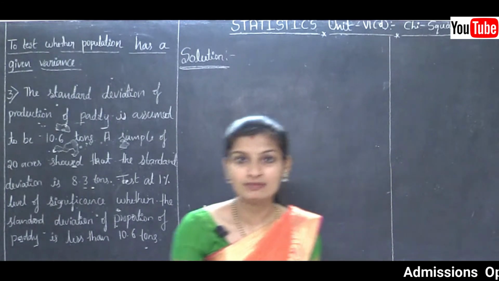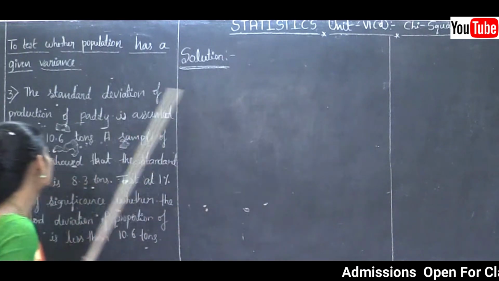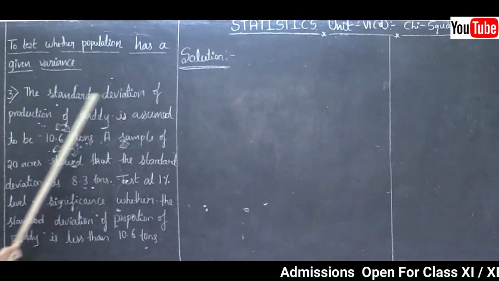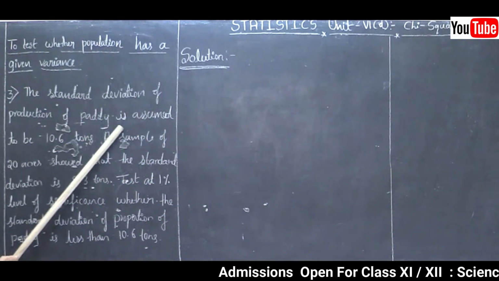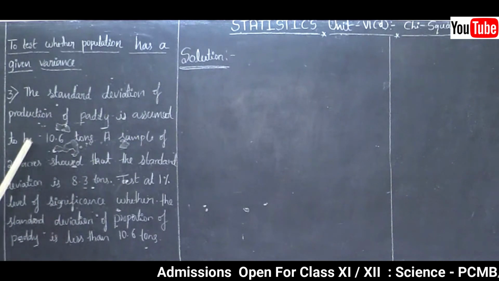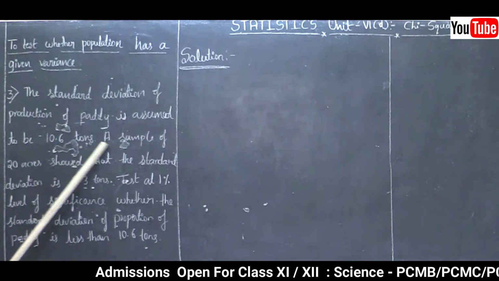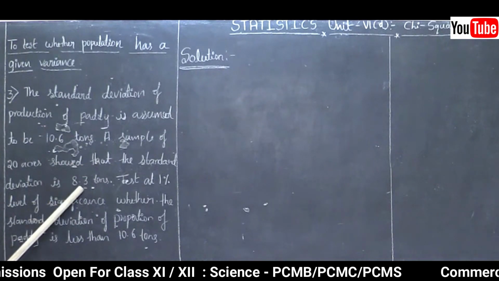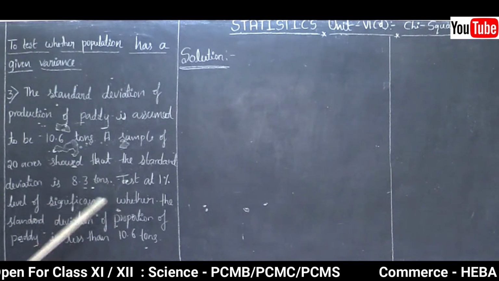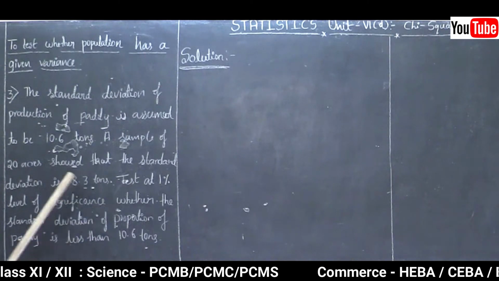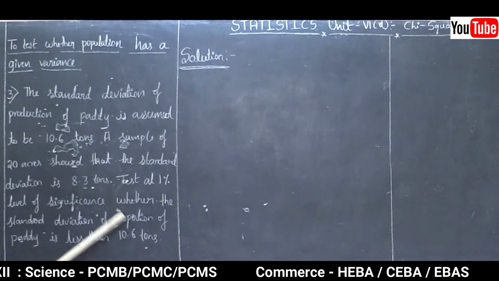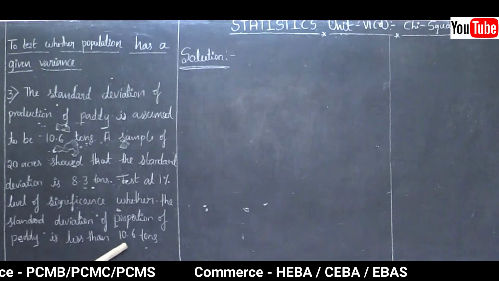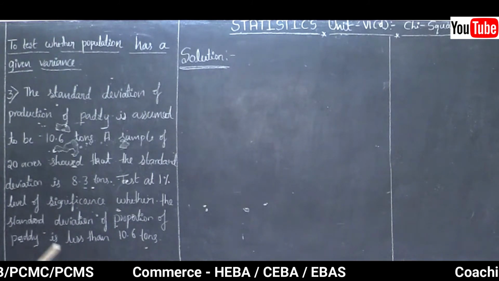In that, problem number 3: the standard deviation of production of paddy is assumed to be 10.6 tons. A sample of 20 acres showed that the standard deviation is 8.3 tons. Test at 1% level of significance whether the standard deviation of production of paddy is less than 10.6 tons.